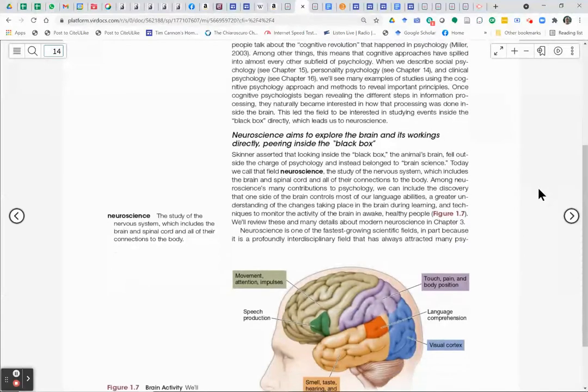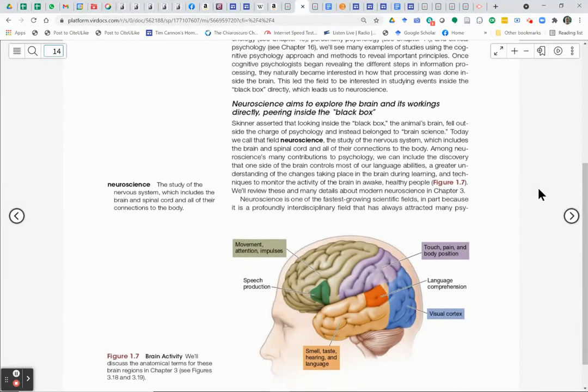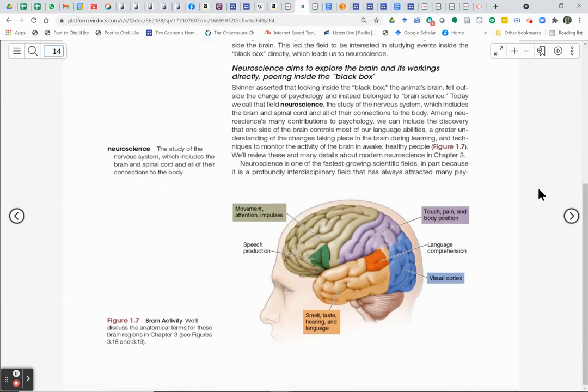Neuroscience aims to explore the brain and its workings directly, peeking inside the black box. This, by the way, is a figure that you're not responsible for trying to learn. We're going to deal with all this information later. Trying to memorize it here out of context is an exercise in futility. Just look at it, appreciate it, but no rational person, which means me, would test you on it.